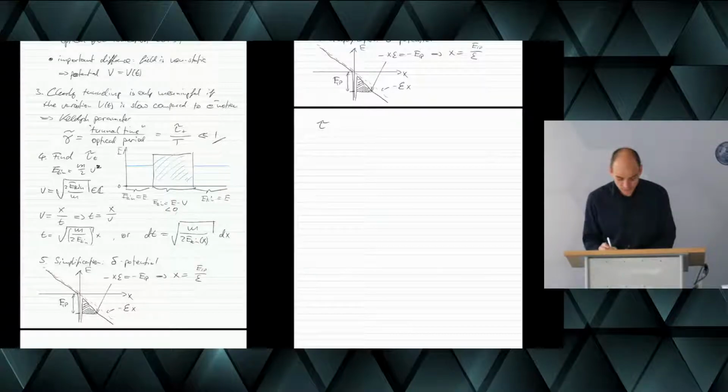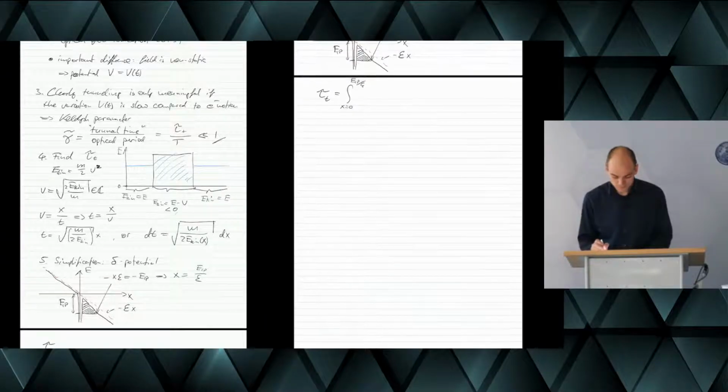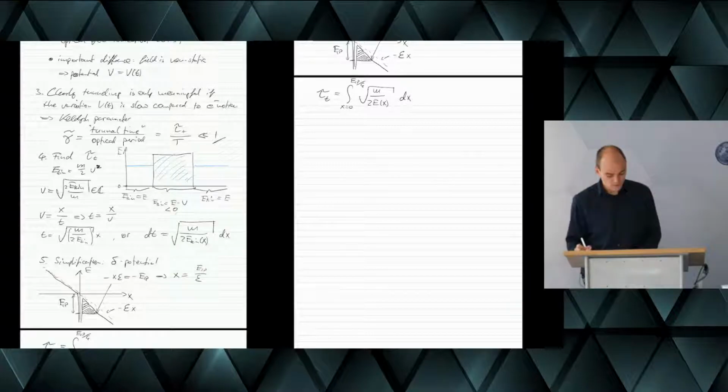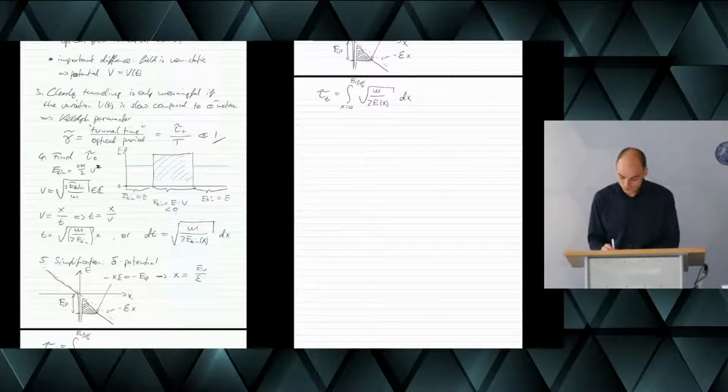And we'll write that the tunnel time, tau t, equals the integral from the tunnel entrance to the tunnel exit, which is EIP over E. Yeah? So this point here, times the square root of m over 2 E of x, and that's the kinetic energy. And yeah, so this can be solved easily. The square root of m over 2 goes out of the integral. We integrate from 0 to EIP over E times 1, this is the square root, 1 over Ex minus EIP dx.